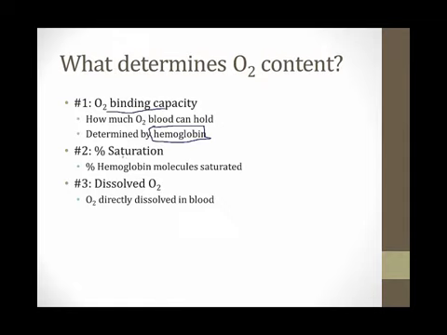The second factor is the percent saturation. This is how saturated those hemoglobin molecules are. So even if you have lots of hemoglobin, if very few of them are saturated with oxygen, the oxygen content of your blood will be low. And the third factor is the amount of dissolved oxygen. This is how much oxygen is directly dissolved in your blood. It depends on the amount of oxygenation occurring in the alveoli in the lungs.